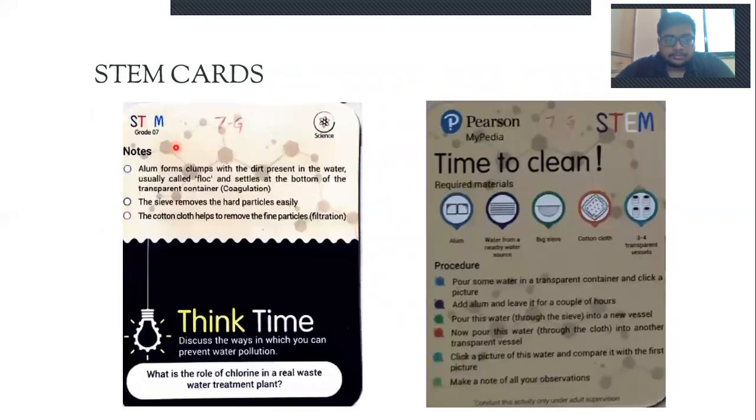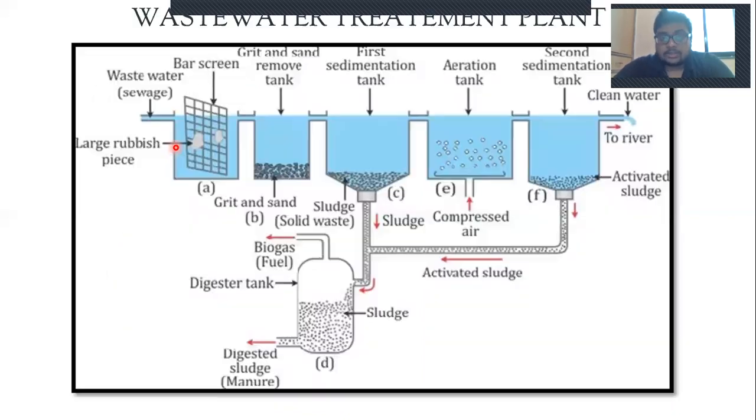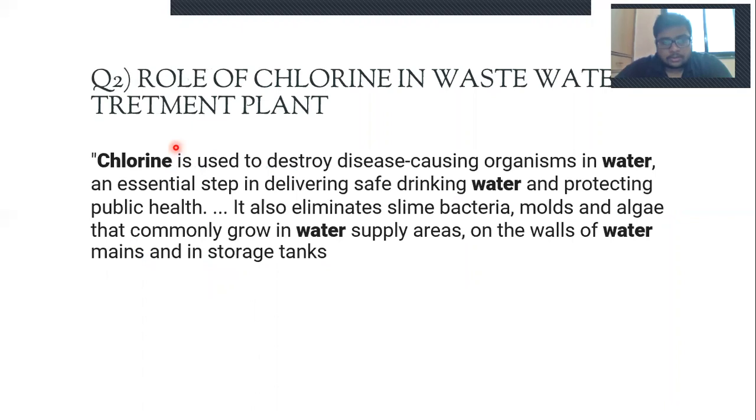Second is, what is the role of chlorine in a real wastewater treatment plant? Now, in the wastewater treatment plant, we have seen that we actually didn't study anything about chlorine, but chlorine is an important ingredient in wastewater treatment plant. Okay, and chlorine is used to destroy disease causing organisms in water. It is like a chemical which destroys the disease causing organisms.